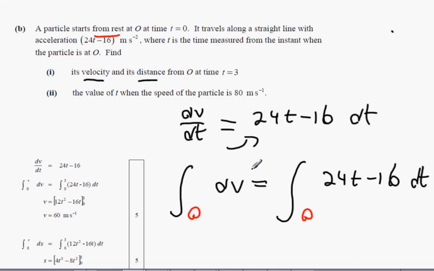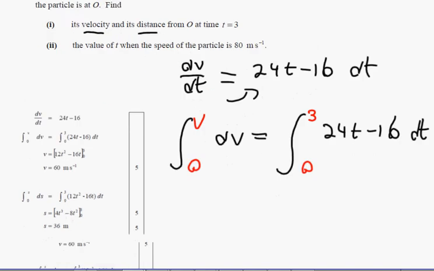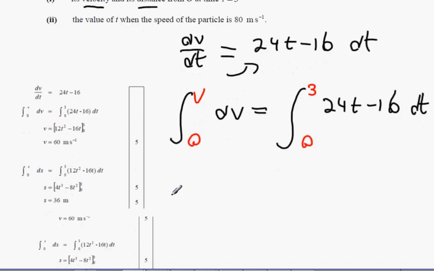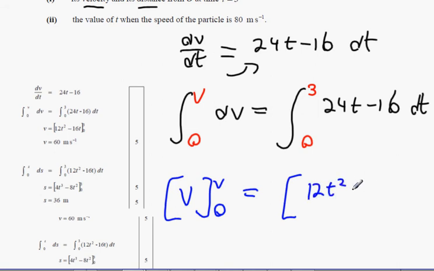Then we have to find the velocity when the time is 3. So v is the upper limit and 3 is the upper limit for t. We're now going to integrate, and what we're going to get is v from 0 to v ends up being 12t squared minus 16t from 0 to 3.